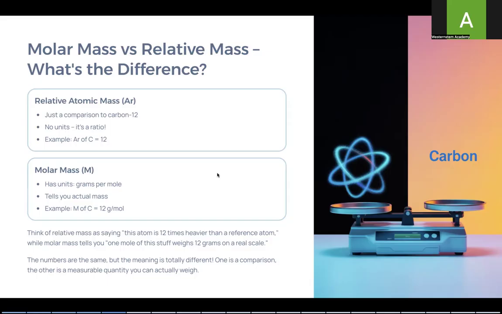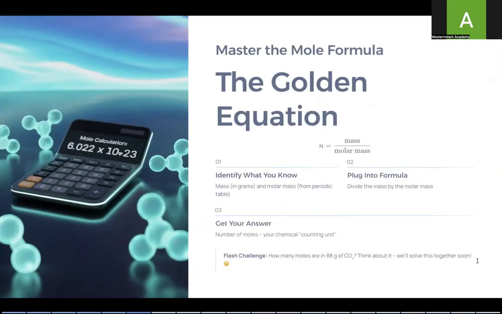So with one, you're comparing it to carbon, right? While the other one, you are literally measuring it as what it is on the scale. The numbers are the same, but the meaning is totally different. One is a comparison, the other is a measurable quantity that you can actually weigh. So that's molar mass versus relative atomic mass. What's the difference?